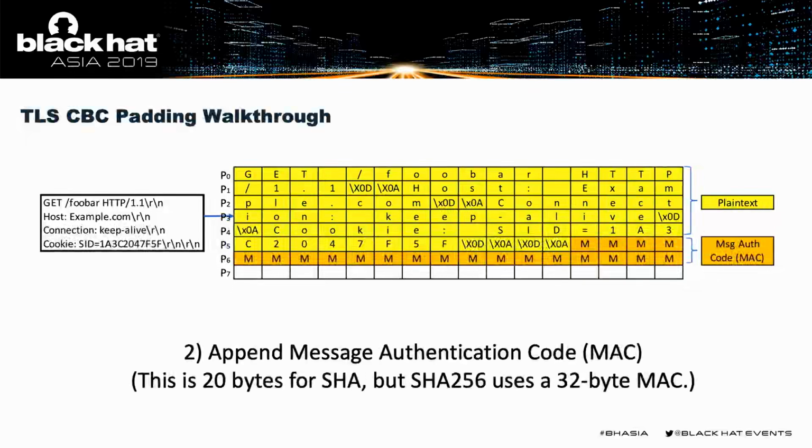So we calculate a hash. The hash is called a message authentication code. And in this case, it's 20 bytes because we're talking about AES with SHA. After we've done this, we now see we've got an even number of blocks. It's divisible. So you might think, well, do we actually need to pad this message? It will work with our CBC mode encryption.